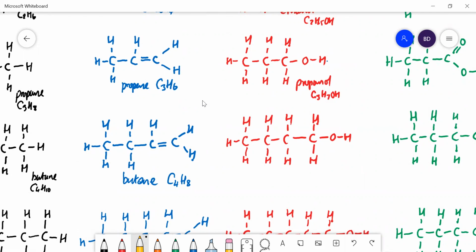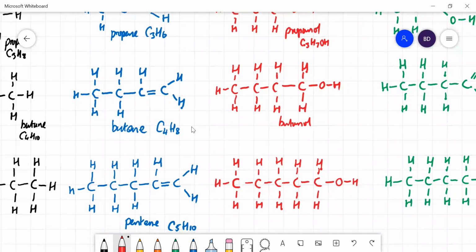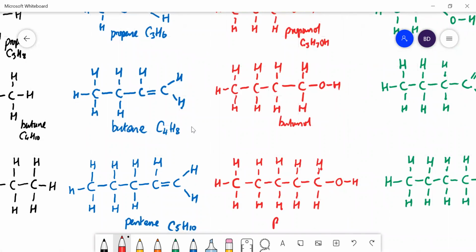Then we've got butanol. Again, you can have butan-1-ol, butan-2-ol. And finally, we have got pentanol. So I'll just complete the formula there. So that's C4H9OH and C5H11OH.